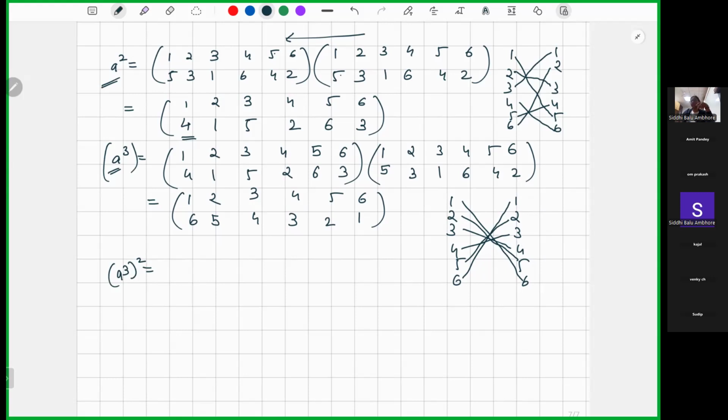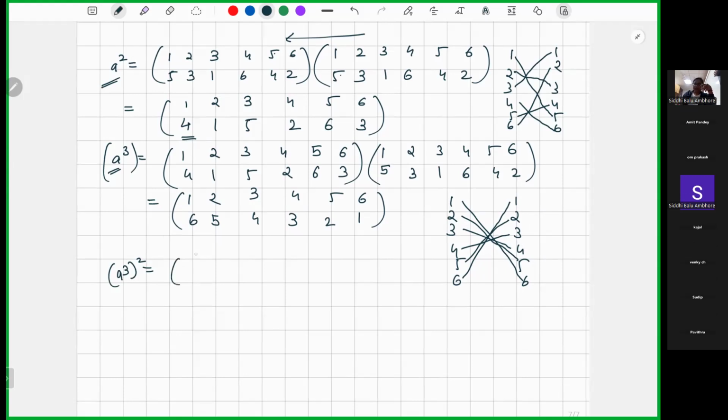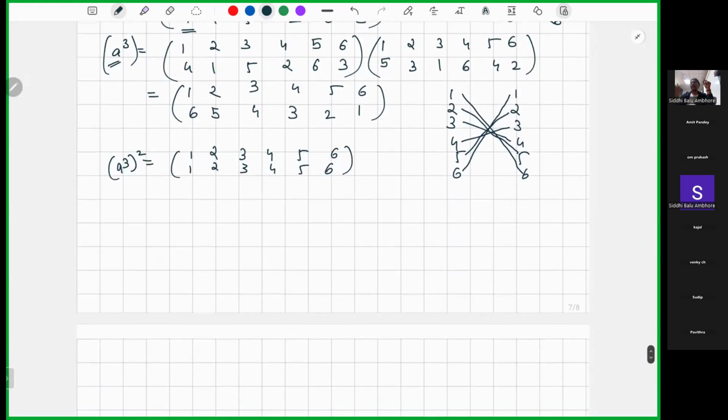So clearly from here, a power 6 will give me identity. That's there. But again, we want to check for the least element. So this is my identity function, which I get here. But I want to check whether this is least. So I need to check whether a power 4 gives me the identity permutation or not, or a power 5 gives me the identity permutation or not. That's why we need to check what happens here. These are only two.